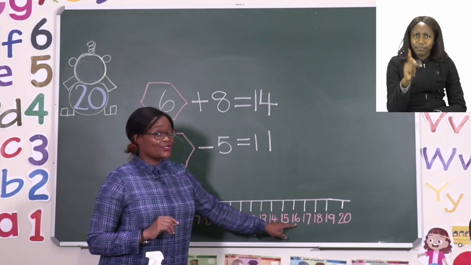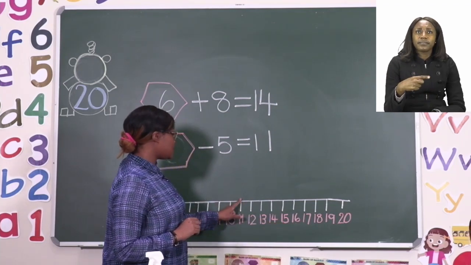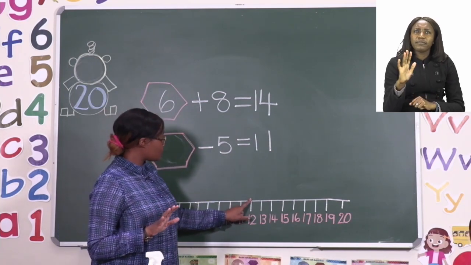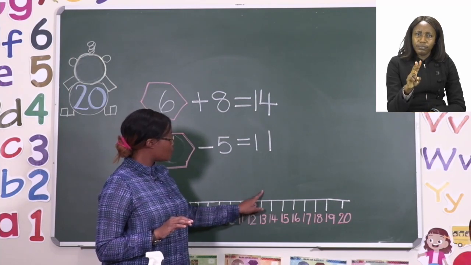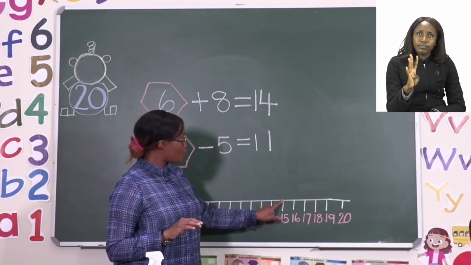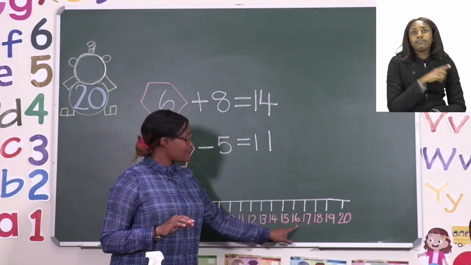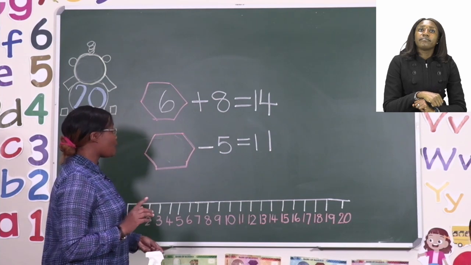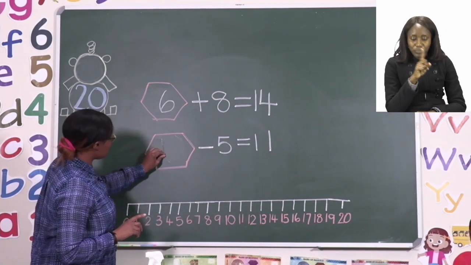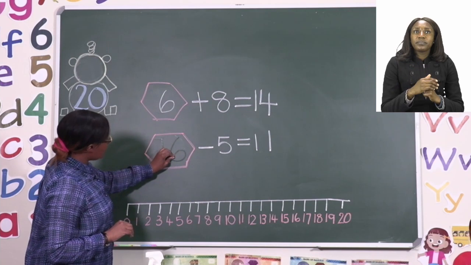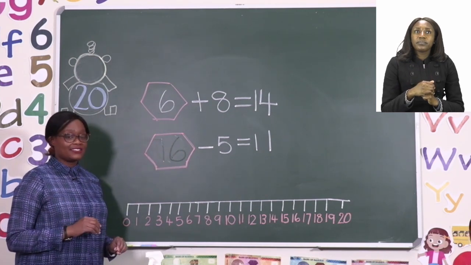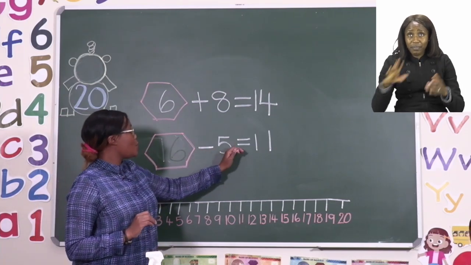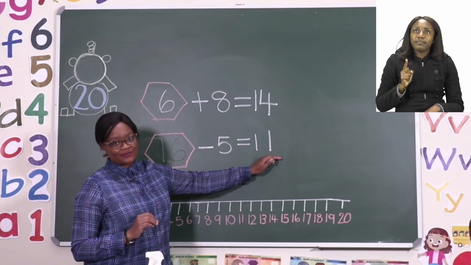Let's count again just to be sure. So we start at 11 and we're going to count 5 times. 1, 2, 3, 4, 5. We have landed at 16 again. So that means our answer is 16. Now our sum is complete. It says 16 take away 5 will give us 11.